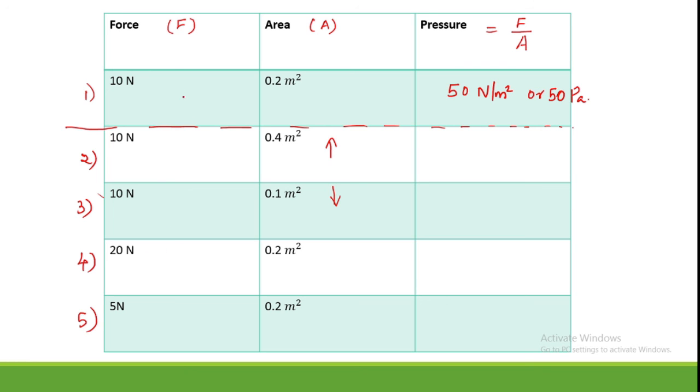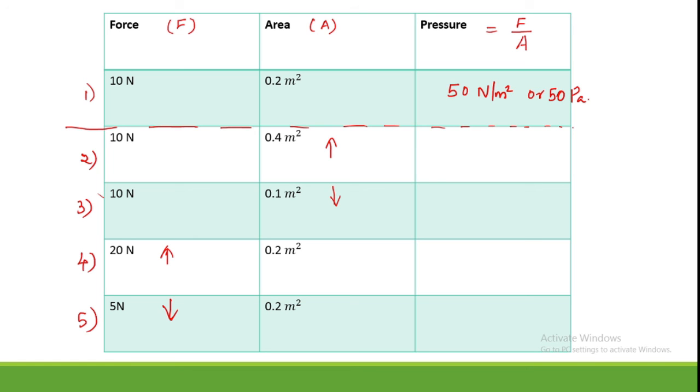In the fourth case, look at the force. Force is changing, and area is the same. Here force is 20 Newton, so the force is increasing. Look at what happens to pressure. In this fifth case, the force is decreased, and the area is the same. Look at what happens. When we meet tomorrow, find out all the answers for this one.